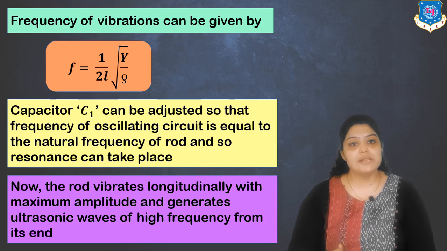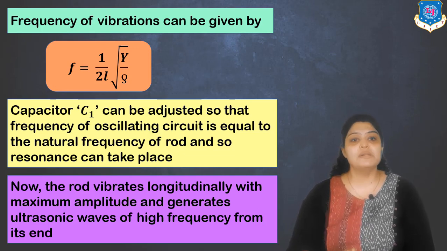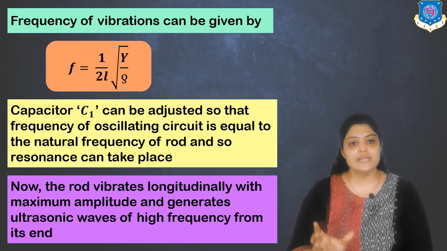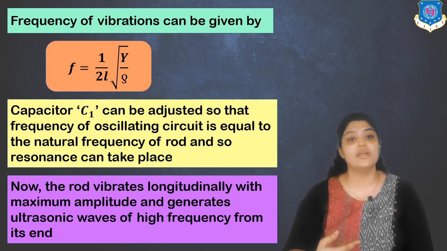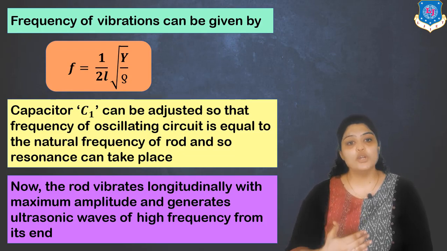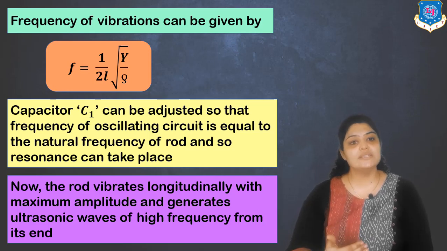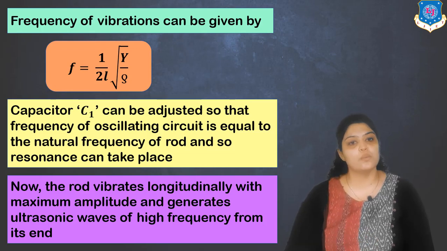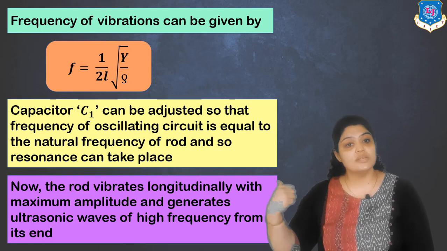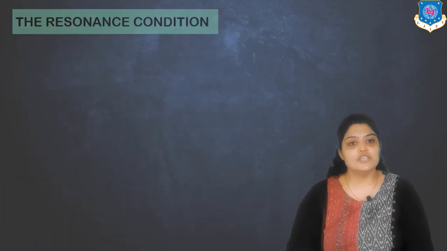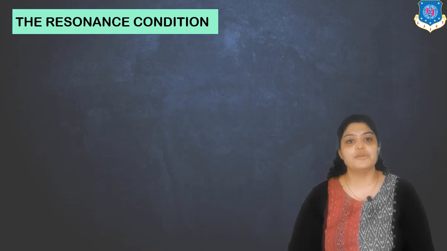Now, why do we choose a variable capacitor and not a variable inductor? Because once the circuit is designed, it is not possible for us to unwind the coil or wind the coil again. So what we do is simply take a variable capacitor, because we know that frequency is 1 upon 2 pi under root LC. So if C is changed, the frequency can be changed accordingly. So resonance is the condition when my ultrasonic waves are produced.